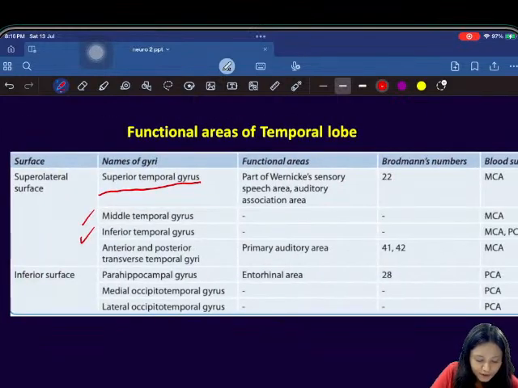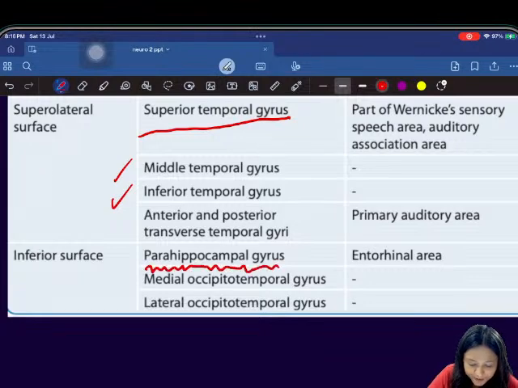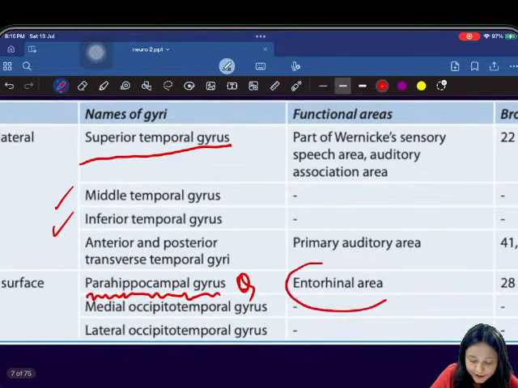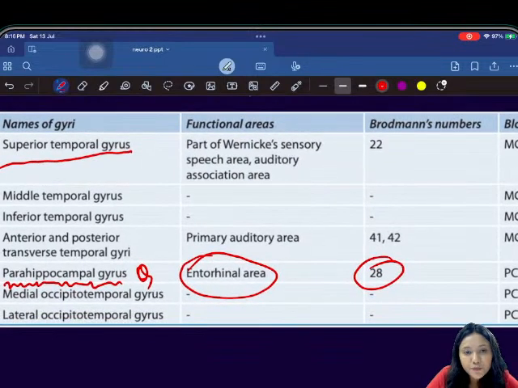Now, in the inferior surface, we know that you have an orbital part and a tentorial part. In the tentorial part, there is a gyrus which is known as the parahippocampal gyrus, and that gyrus has the entorhinal area, which is area number 28. You also have in the anterior and posterior transverse temporal gyri the area number 41 and 42.